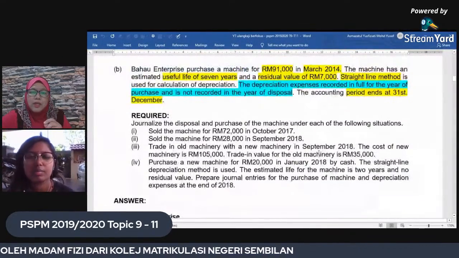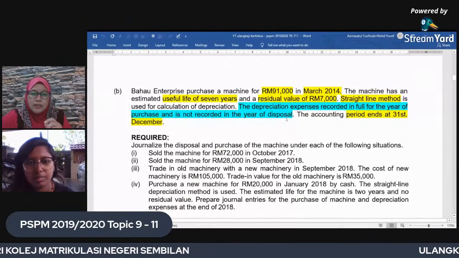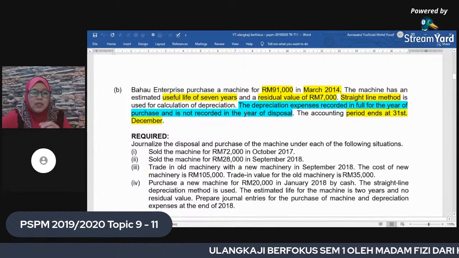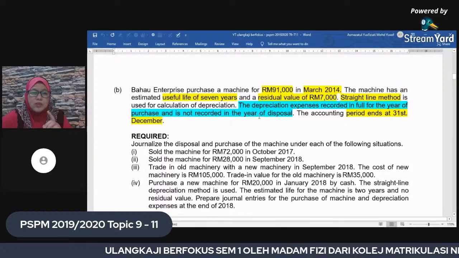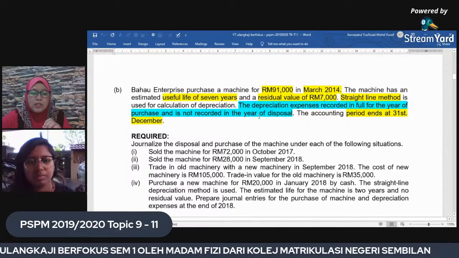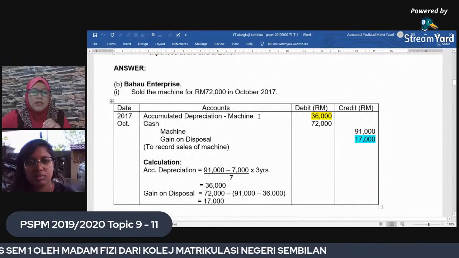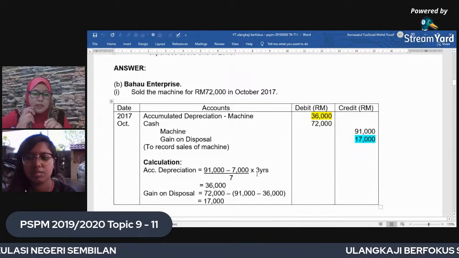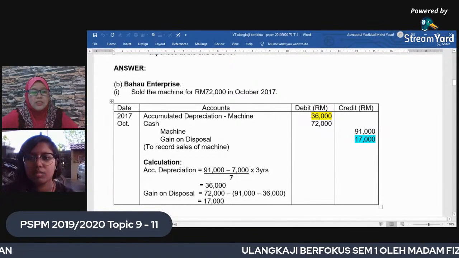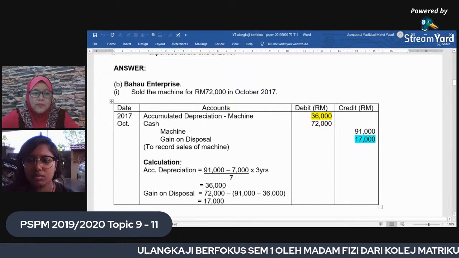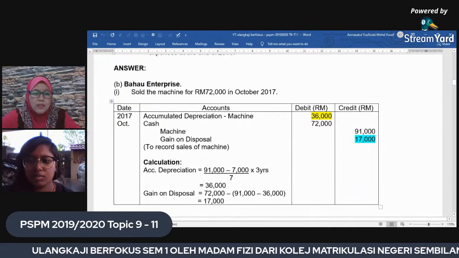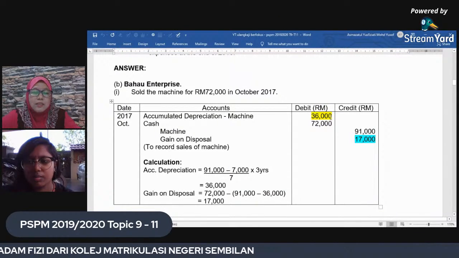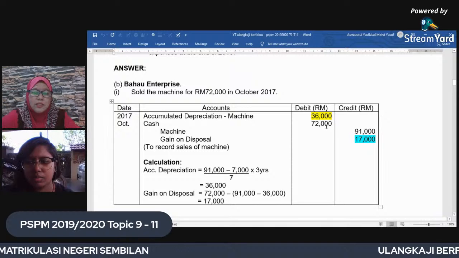We look at the question again, the part that I highlighted. Because the depreciation expense is recorded in full for the year of purchase and not recorded in the year of disposal. So the year of disposal is 2017. That's why we didn't calculate the year 2017. That's why you multiply by 3 years. So the accumulated depreciation equals 36,000. So debit accumulated depreciation machine 36,000.